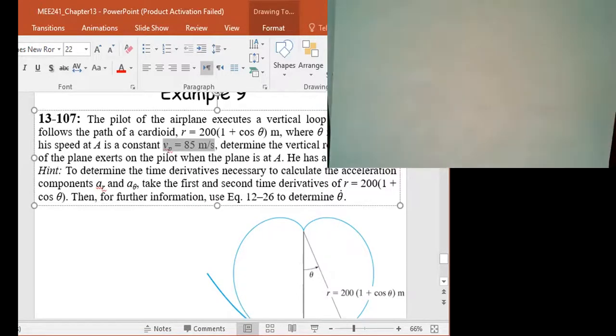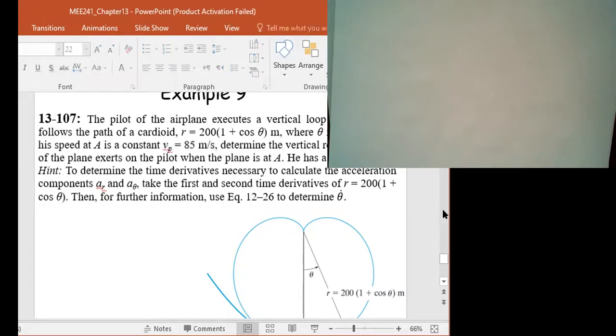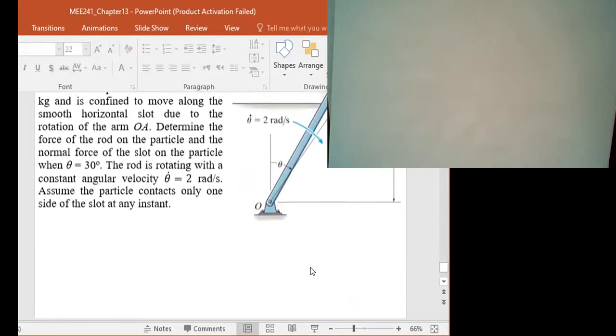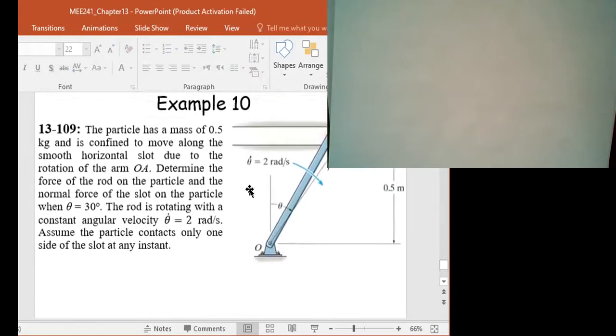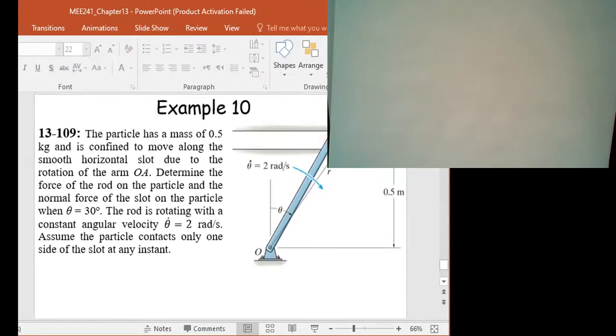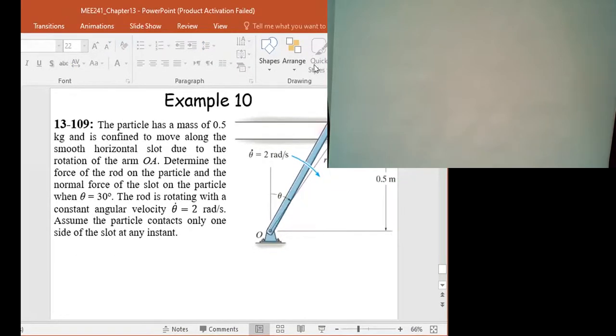Let's see if we can solve one more problem in this chapter, and this is all included for the final exam. Let us solve this very last problem. In this problem, we have a particle with a mass of 0.5 kilogram, confined to move along the smooth horizontal slot. Determine the force of the rod on the particle and the normal force of the slot on the particle when theta is equal to 30.